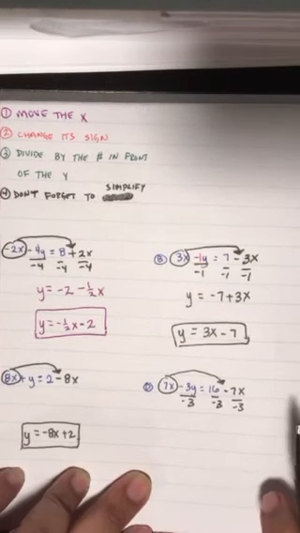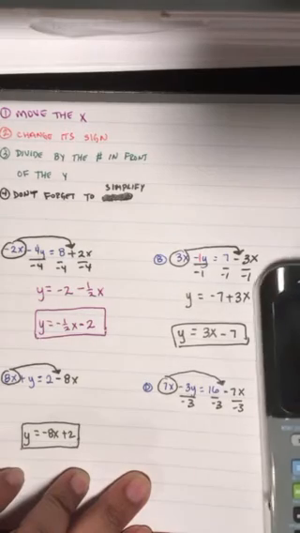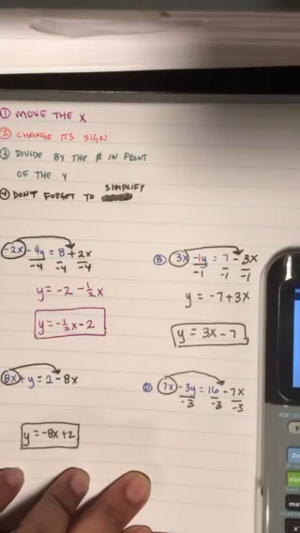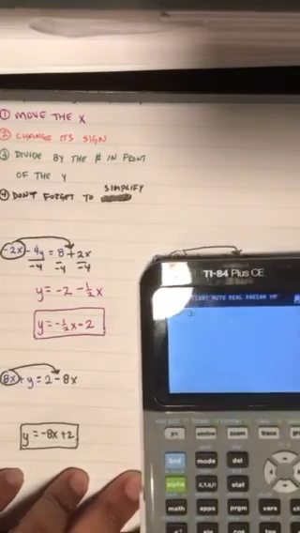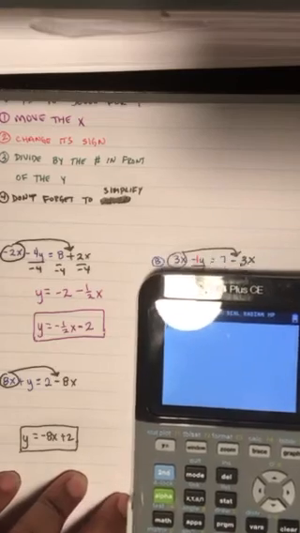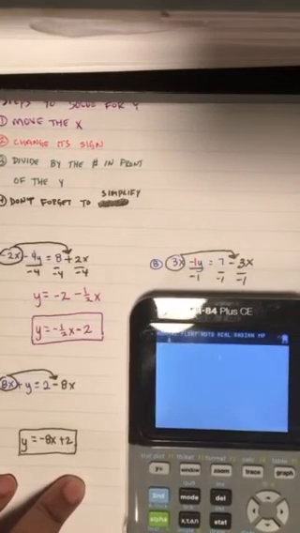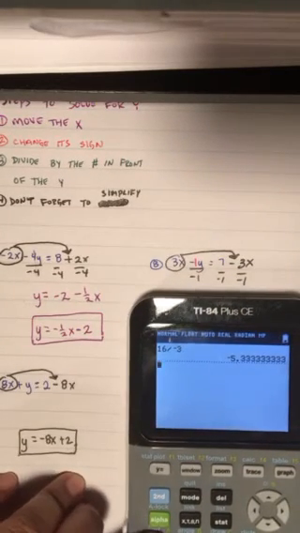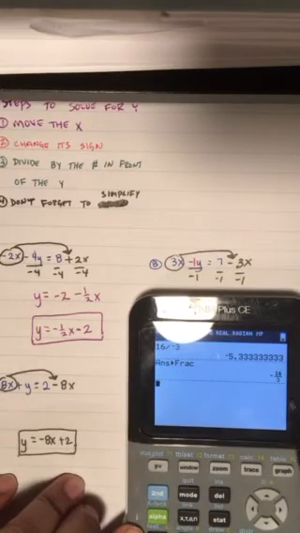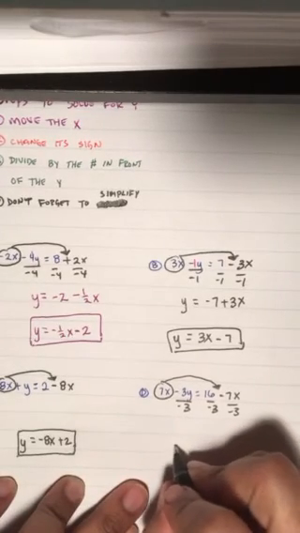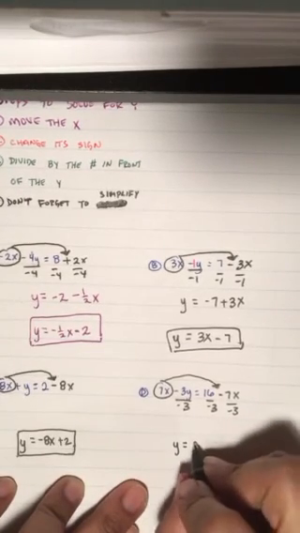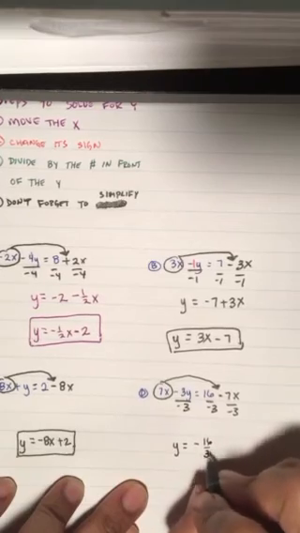Okay, so if I were to divide 16 divided by negative 3, I get a decimal. So I would just do math, enter, enter, and it gives me the fraction negative 16 over 3. So I have y equals negative 16 divided by 3.